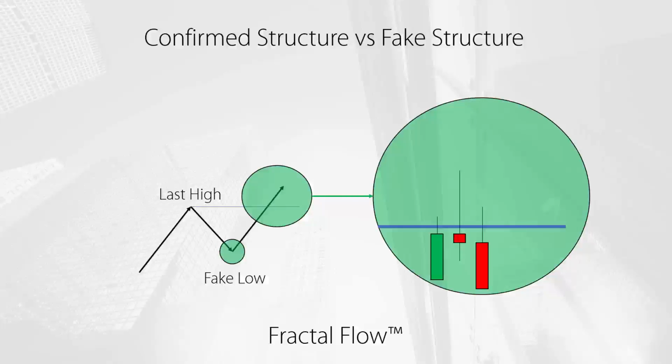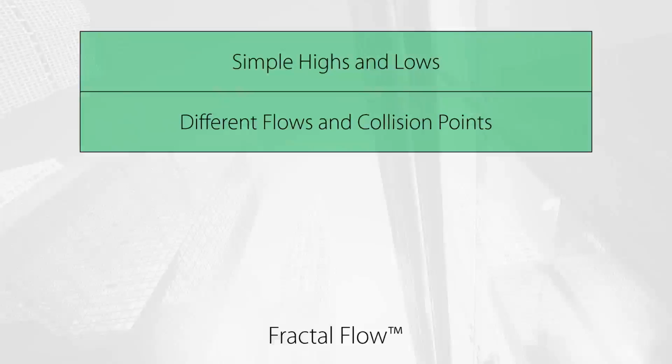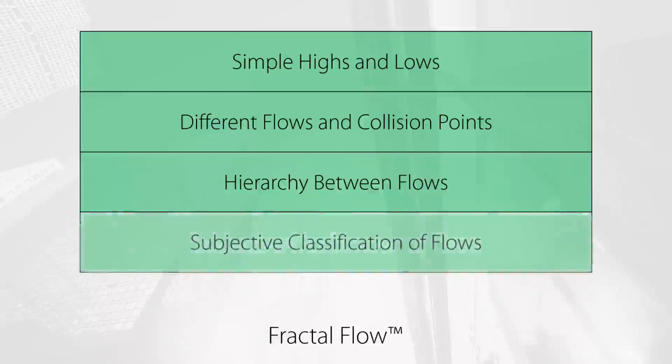By now you must be able to recognize that the simple mechanism of highs and lows in the market creates a few challenges that are not so simple. We need to pay attention to the different flows of the market and the points where they collide. We need to make the correct judgments about the hierarchy between the major and minor flows, and we need to classify the highs and lows of the market between confirmed and fake market structures.